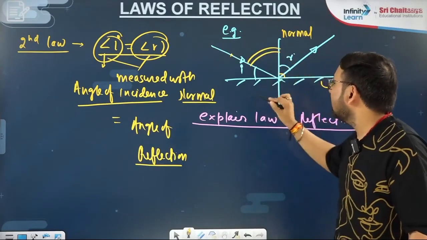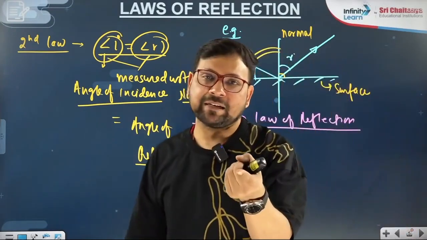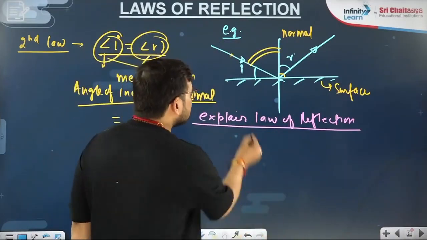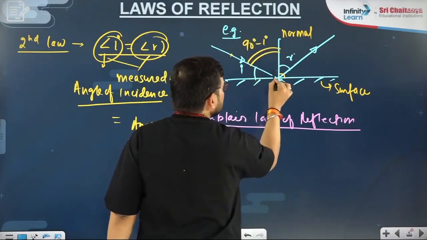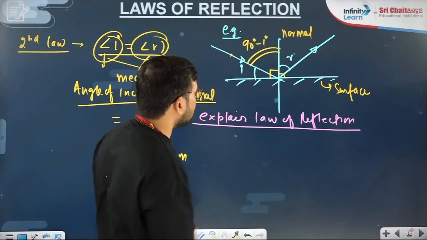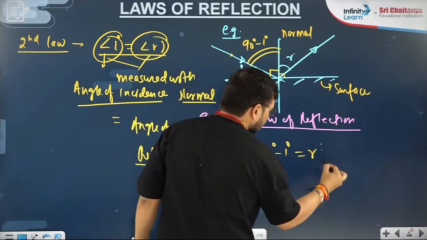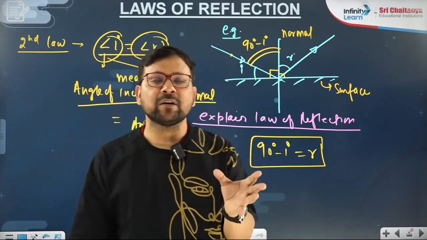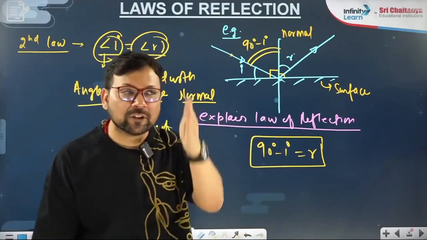Wherever you see I, that does not automatically mean it is the incidence angle. That angle has to be measured with the normal. So if this is the given I, the angle with the normal will be 90 minus I, because the total angle is 90. If I am explaining the law of reflection in this diagram, I will write 90 minus I equal to R. Don't just blindly jump to I equal to R. That I and R have to be measured with the normal.